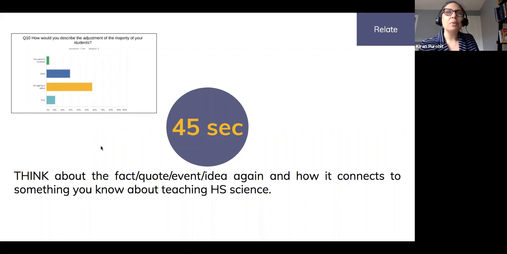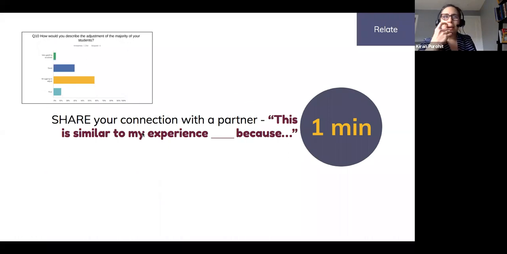Okay, and now we're going to go to the next one, and this is the last minute. So we're going to go into the chat and share your connection, not with a partner, but with the whole group. And you can use this sentence frame, something that came up for you. So something you're relating to is similar to your own experience because... So think about something you can share, and we'll take about a minute and give everybody a chance to share again in the chat window.